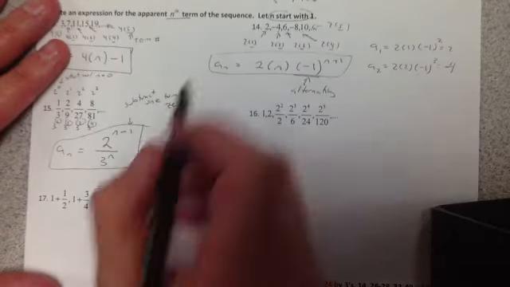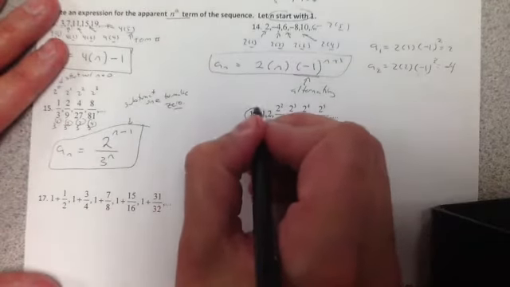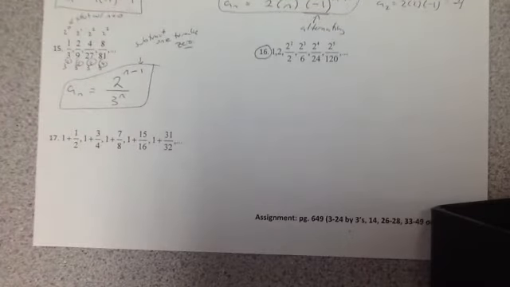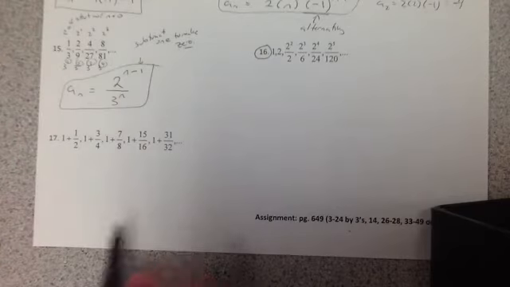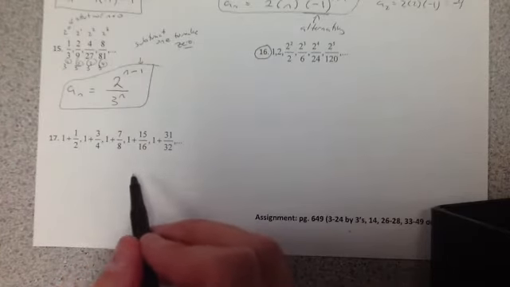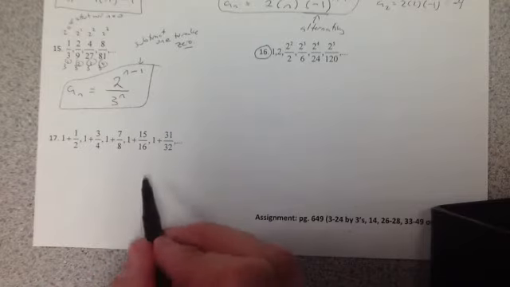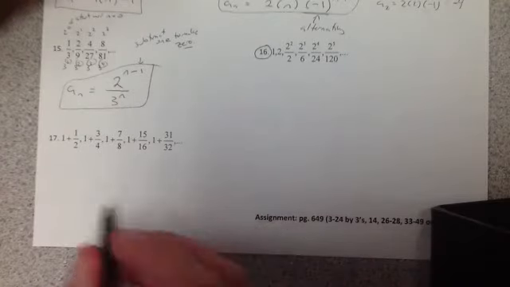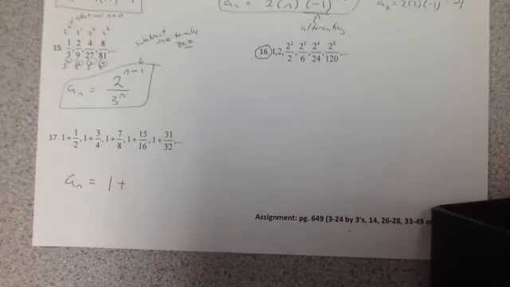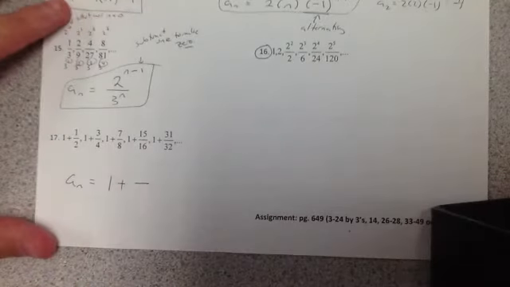So what I would like you guys to do is see if you can come up with number 16. And we're going to take a look at number 17 here together. Okay? So for number 17: 1 plus 1/2, 1 plus 3/4, 1 plus 7/8, 1 plus 15 over 16, 1 plus 31 over 32. Now the first thing I notice is every single one of these has a 1 plus. So I'm going to write that part down and the fractional part.